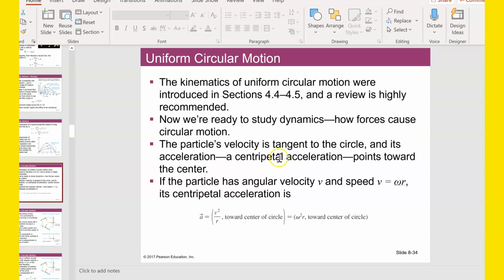And this centripetal acceleration, remember, is not some new vague acceleration. It's always caused by some force that we're already familiar with. Something like gravity, or tension, or friction. Something is pulling that object toward the center of a curved or circular path to cause that centripetal acceleration.